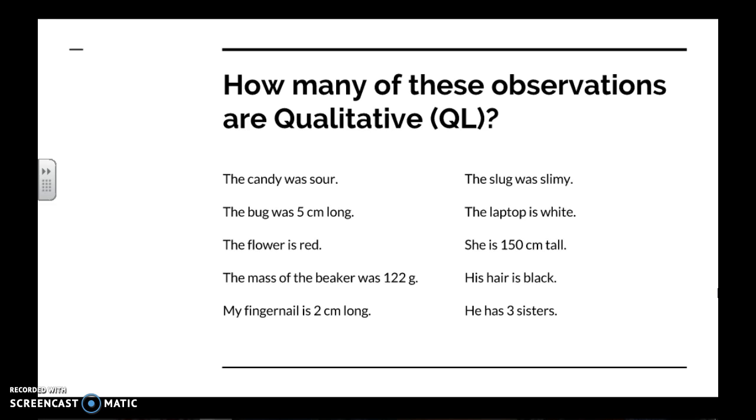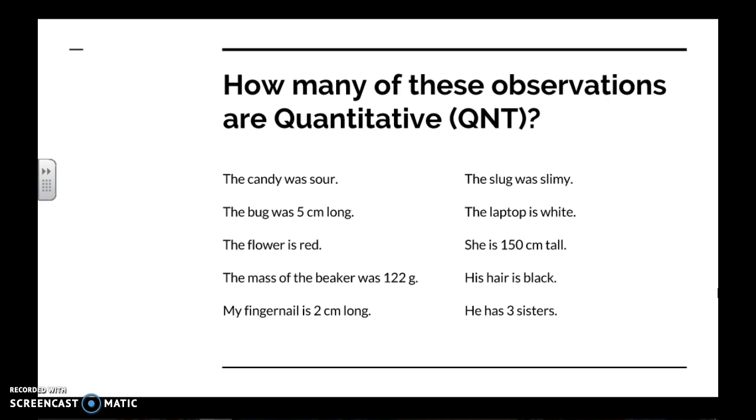Let's try this. How many of these observations are qualitative? Please feel free to freeze the video or pause it and read these over and count how many are qualitative. Qualities. Something that you would observe using your senses. Push play when you're ready. There were 5 qualitative observations. The 5 that are qualitative observations have been highlighted. Or I guess they've changed colors. They're now orange. Look those over and see what you missed.